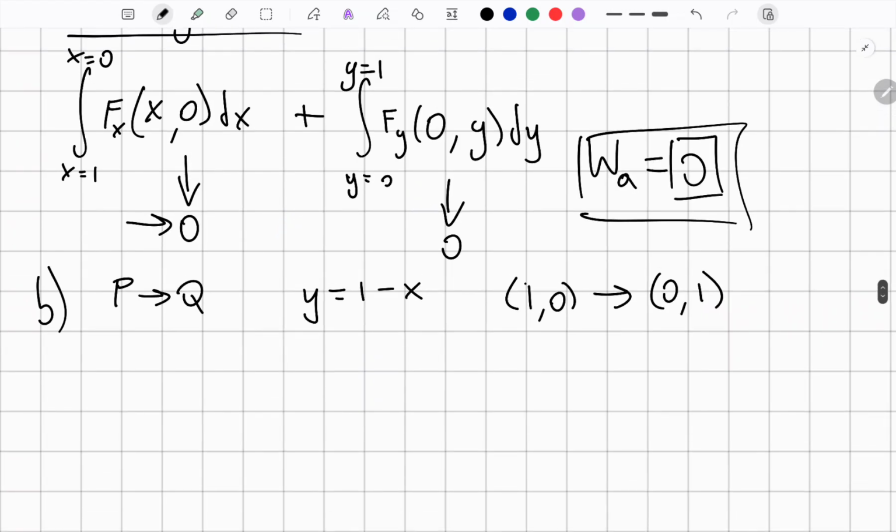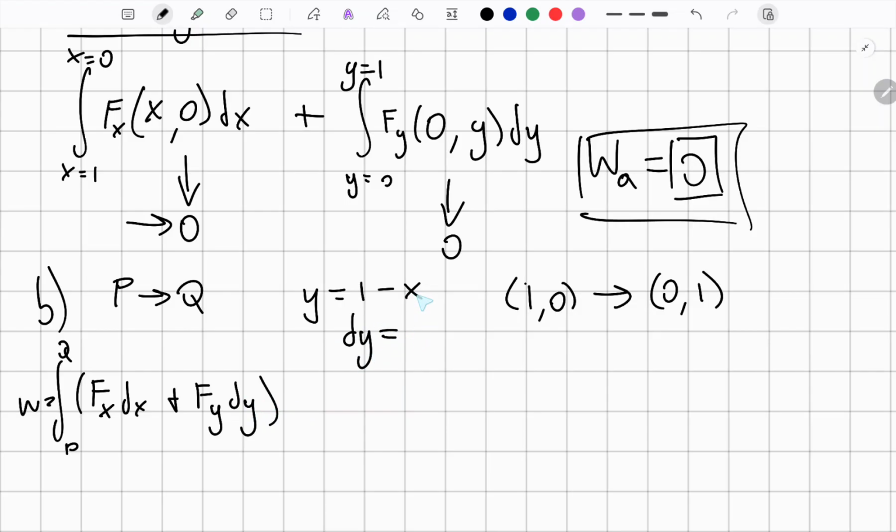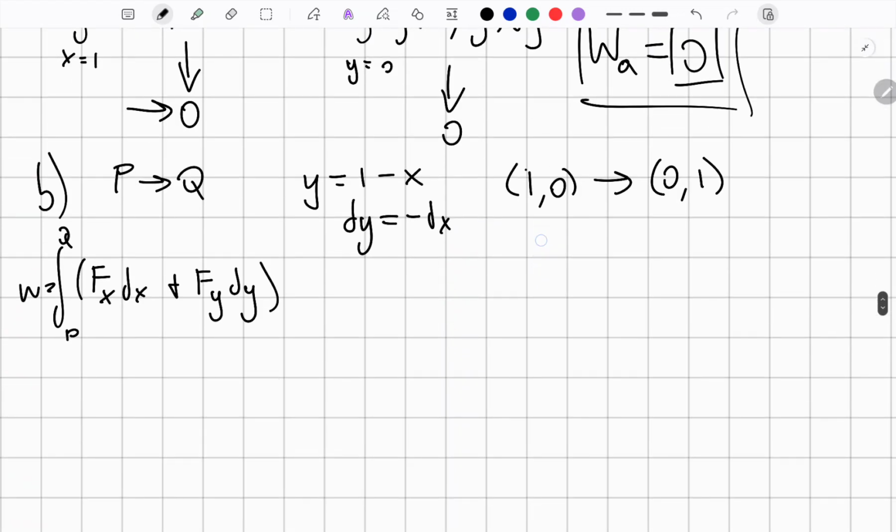So we should be able to get everything in terms of x here. We know that our work is going to be the integral from P to Q of f of x dx plus f of y dy. We quickly see we're going to need dy if we're going to get things in terms of x. dy is going to be negative dx. And our f of x is unchanged. That's still negative y, and our f of y is still x. So for our f of x, we're going to substitute in our y value here. That's going to turn into x minus 1 when we take the negative of 1 minus x. Now we're good to substitute everything in.